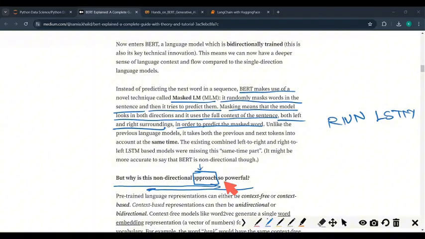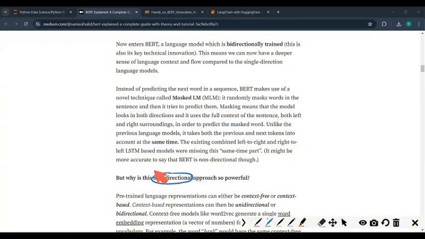What should be the word predicted here? What should be the word present here? It will be able to understand the grammar, the context and the sentence formation more properly. Now, unlike the previous language models, it takes both the previous and the next tokens into account at the same time. That is very important. So it is looking at the previous words and the further words at the same time, trying to connect this and this together. That is very, very important, which was not done before.